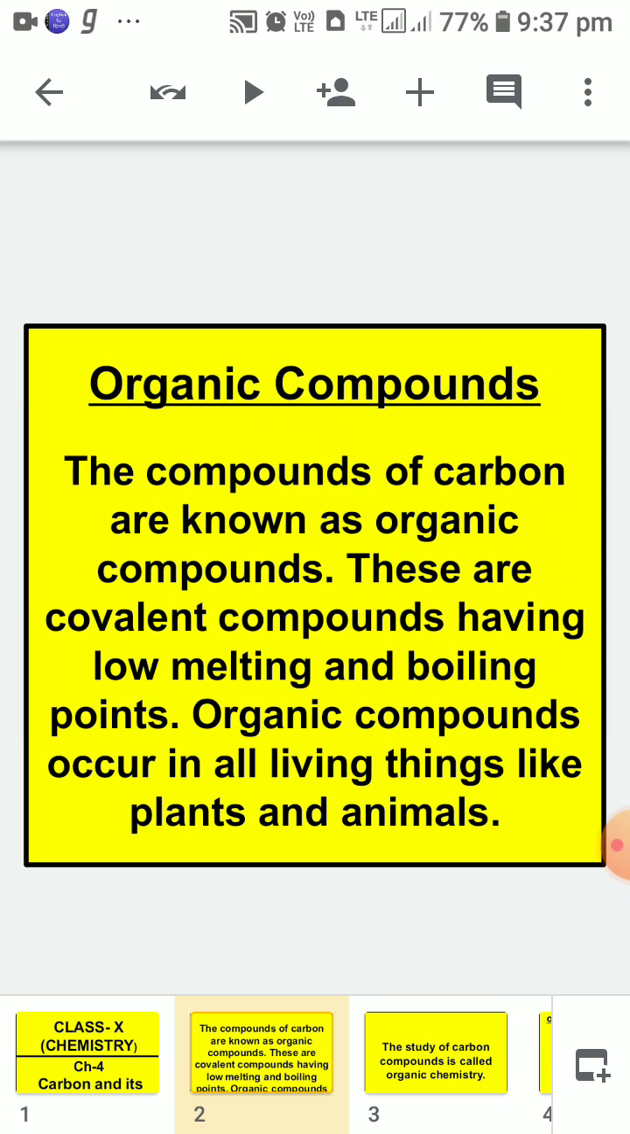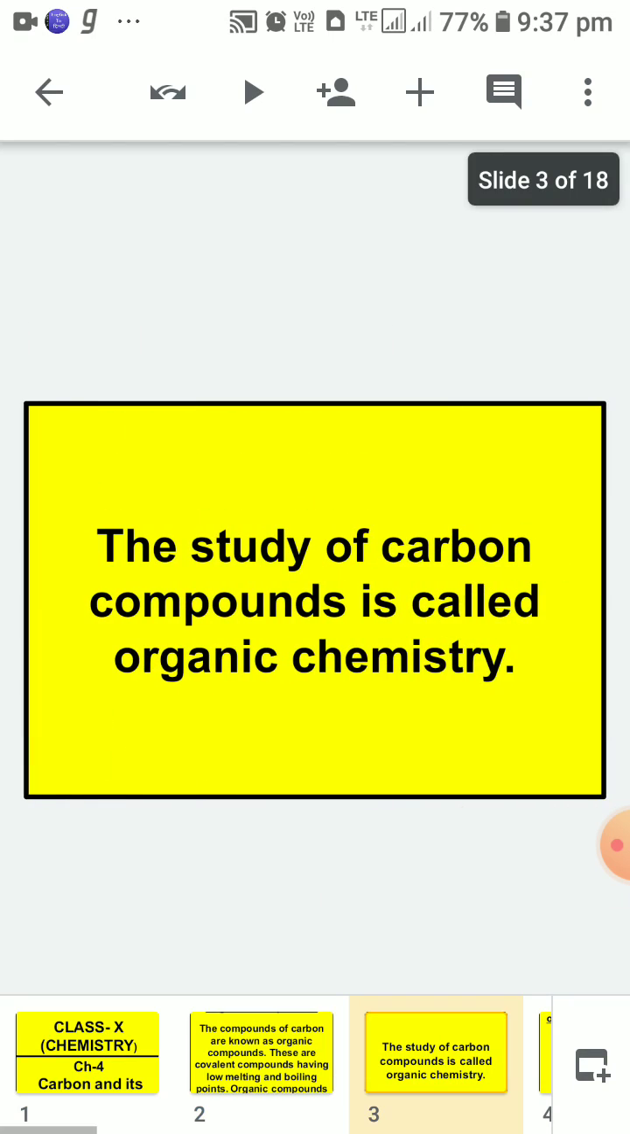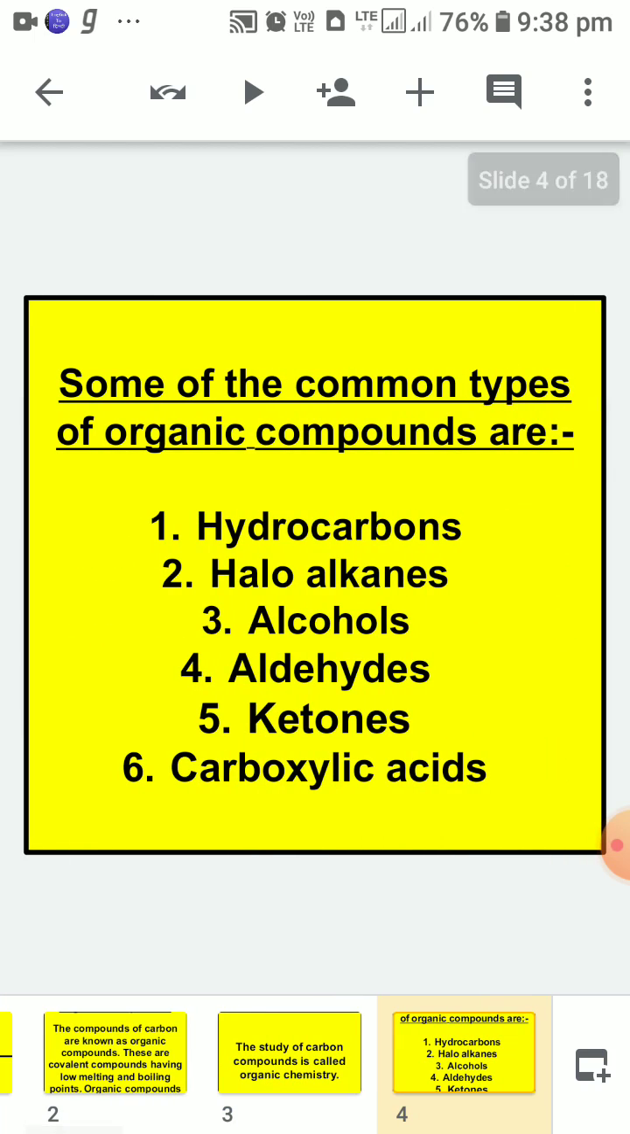Organic compounds occur in all living things like plants and animals. The study of carbon compounds is called organic chemistry. Means in organic chemistry you will learn about all carbon compounds. Now, some of the common types of organic compounds are hydrocarbons, haloalkanes, alcohols, aldehydes, ketones, and carboxylic acids.